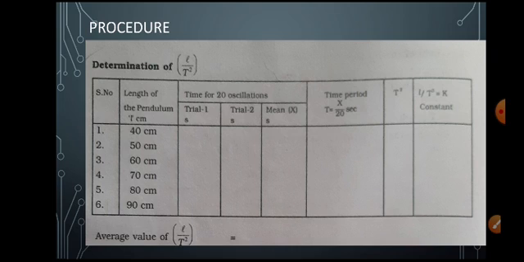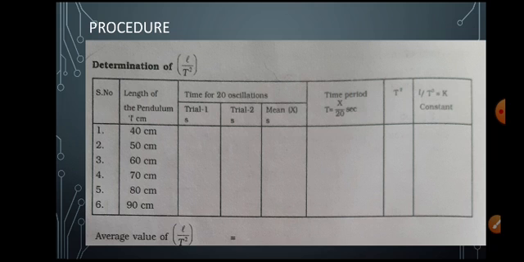Trial 1 and trial 2, two times you have to take. Now take the average time. So by noting the time period for different lengths two times, the usage of experiment apparatus is over. Now you have to calculate. You have to do the calculations.